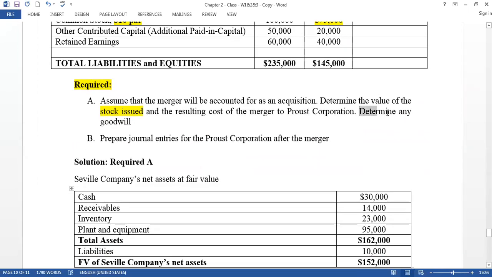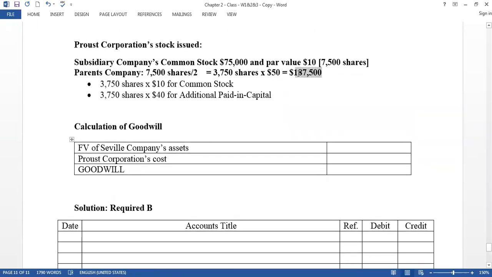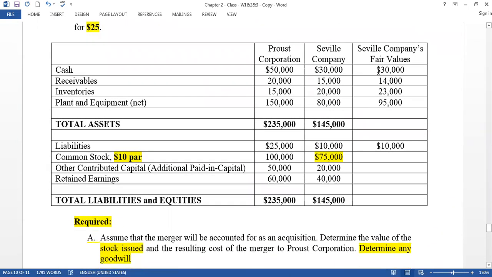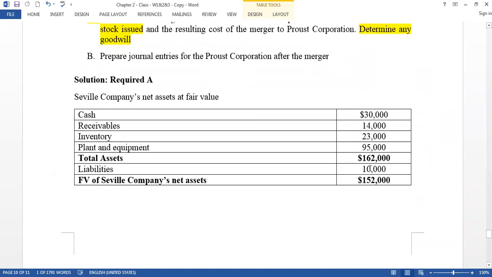And determine any goodwill. So do you have any goodwill or not? If yes, we have to determine and record. So yes, we have goodwill, because look at here, how much we pay, how much we sacrifice. This is the amount we sacrifice, right? We sacrifice $187,500, right? But what is their book value? So we have to know how to calculate the net asset. This is the fair market value of assets. This is the fair market value of liabilities. The difference is the net asset. So we are going to see whether we have goodwill or not.